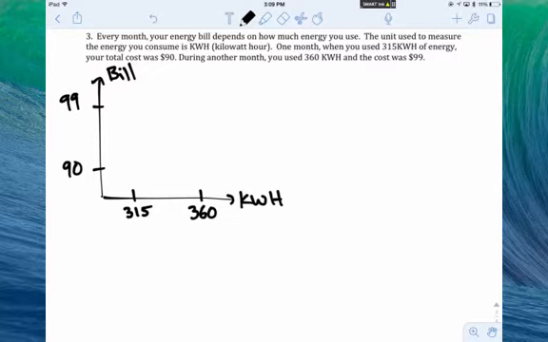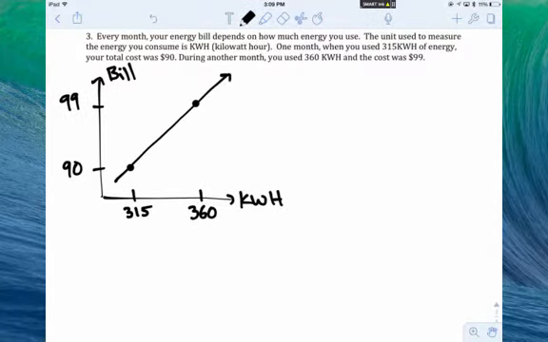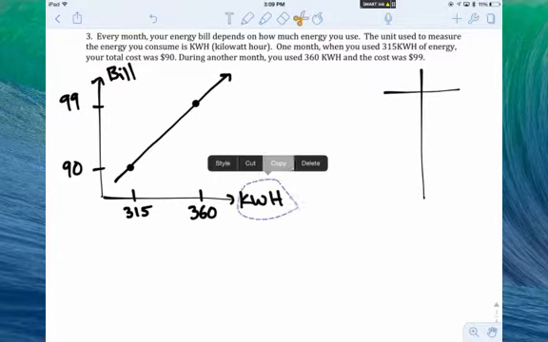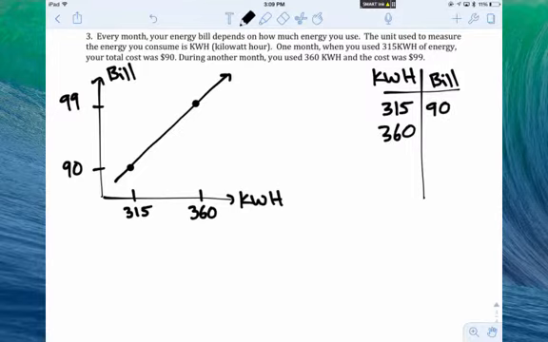Obviously we suspect that the more energy you use, the more it costs, and so we're going to model this using a line. I also like to make a table of values because it's a great way to organize our data. On the left side of the table, we're going to have our independent quantity, our kilowatt hours, and on the right side, our dependent quantity, our bill. So when we used 315 kilowatt hours, the cost was $90. When we used 360 kilowatt hours, the cost was $99.